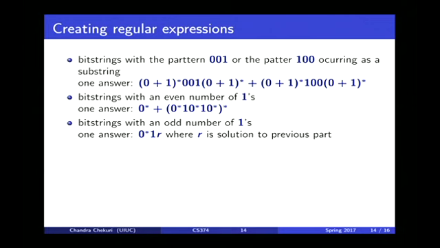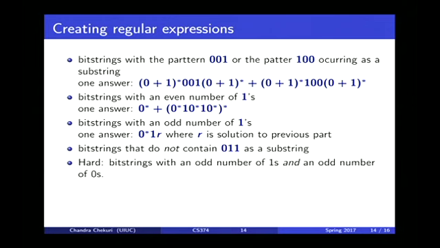Okay, the last two are hard. This last one is really hard. And why is that hard? I'm not going to do it in lecture. Bit strings that do not contain 0, 1, 1 as a substring.